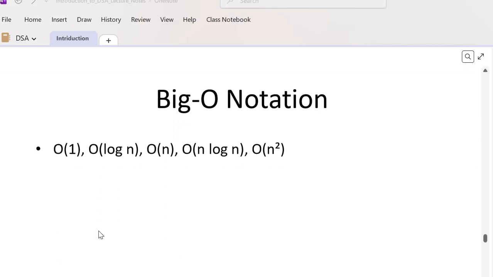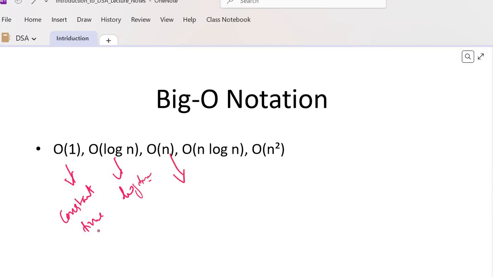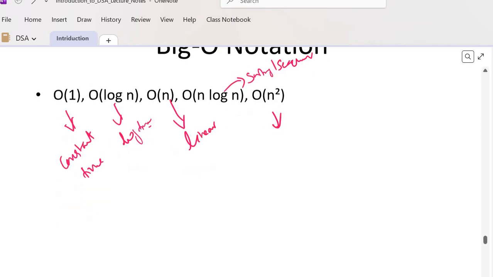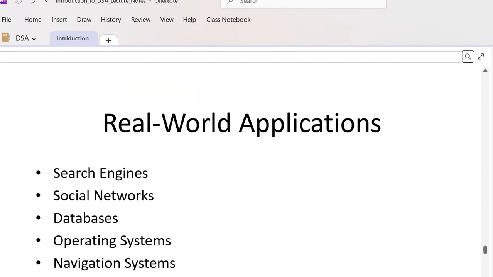So these are some of the notations. This is called big O of 1, which is constant time. This is logarithmic time, and this one is called linear time. This one is efficient and is generally used for sorting or searching, and this is quadratic time. So these are some big O notations used for time complexity analysis.